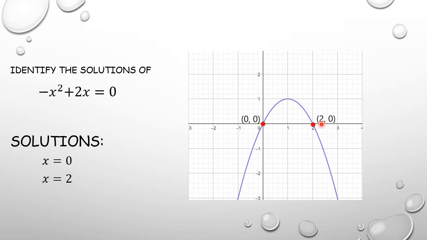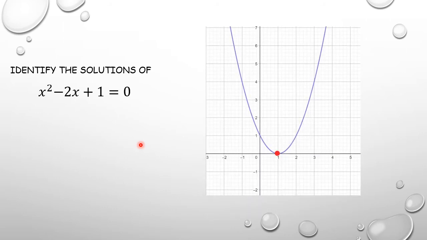To check, to make sure that those values are correct, just replace x by 0. You will find that the answer is 0. Then replace it by 2: negative, between brackets 2, the square is outside, plus 2 times 2 equals, you'll find that it equals 0. If you try to replace any value other than 0 and 2, the equation will not work. It will not be equal to 0.